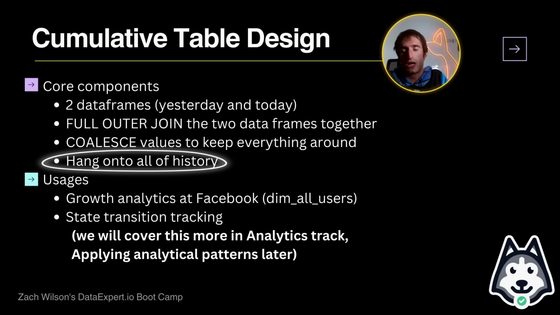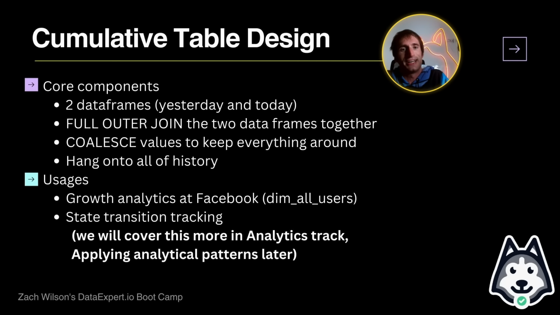It's great. This cumulative table design is used at Facebook for a table called Dim All Users. Dim All Users is the table that I know of, at least in my career, that has the most downstream dependencies. When I was working in growth, Dim All Users had 15,000 downstream pipelines that read from it. And it uses this cumulative table design as well to understand a lot of things about user growth.